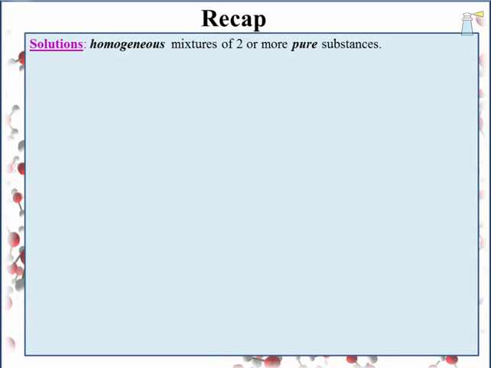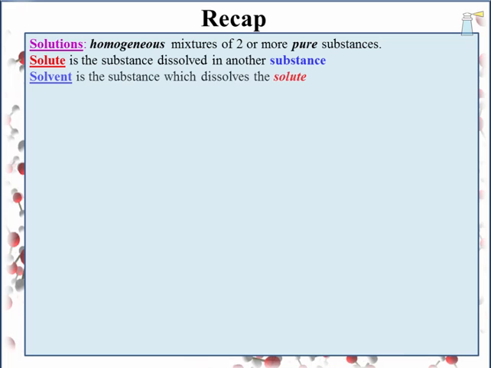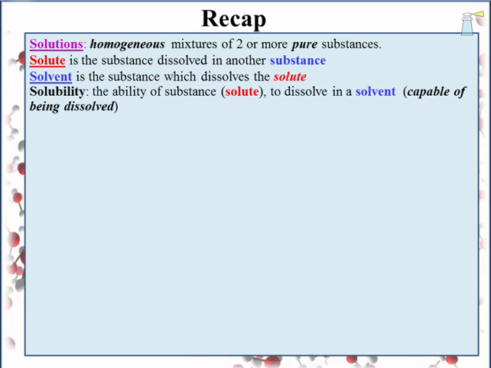Recapping the lecture, it has two parts, solution and solubility. For solutions, first and foremost, a solution is a homogeneous mixture of two or more pure substances. The solute is a substance dissolved in another substance. The solvent is a substance that dissolves the solute. Solubility is the ability of a substance, the solute, to dissolve in a solvent. We can also say that a soluble substance is capable of being dissolved.